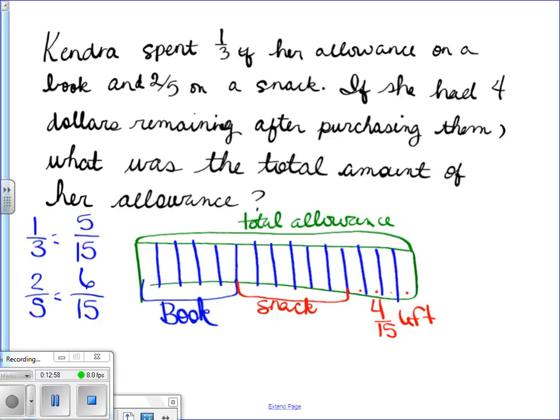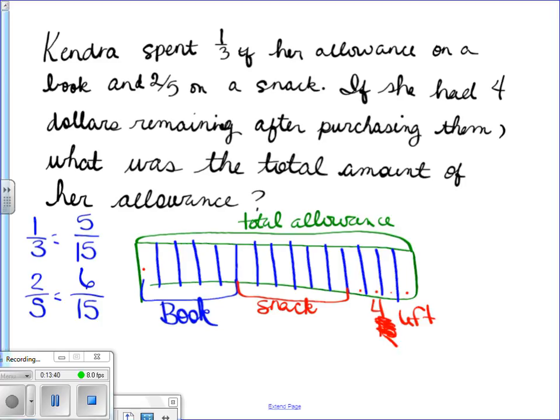4 out of 15. So 4 out of the 15. Can I figure out now what each unit is worth to figure out how much her total allowance is? Yes. 6/15 minus. So when you have 4/15, you could just add. You know how there's 11 between 15 and 4, so you add those.